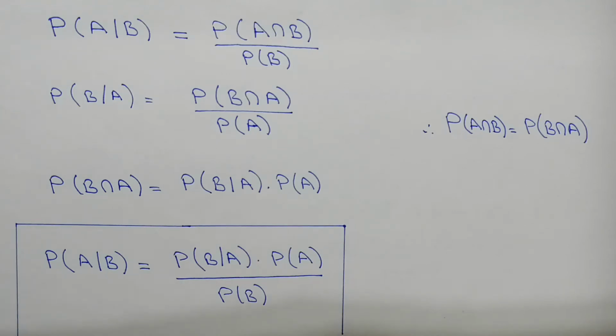In this video we will learn about the Bayes theorem. Now in the previous videos we were learning about the conditional probability. Now this is Bayes theorem, this is the modified form of the conditional probability.